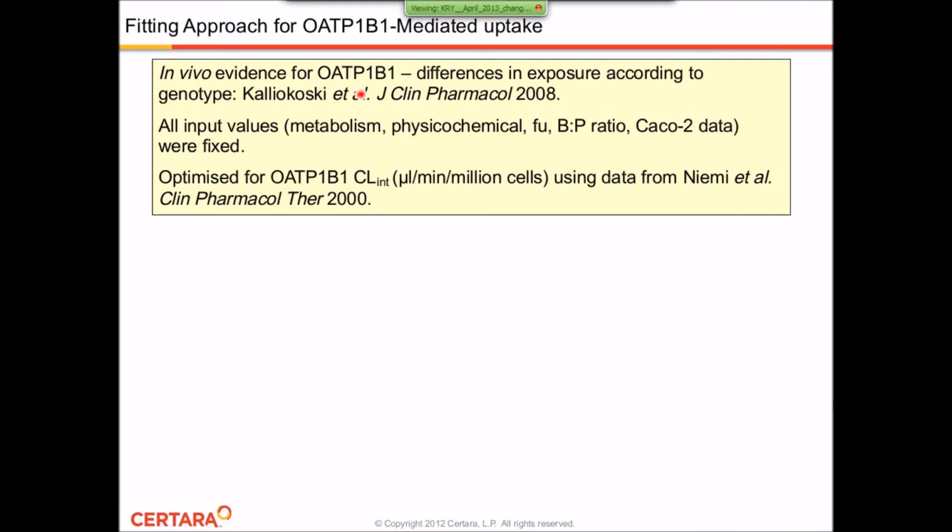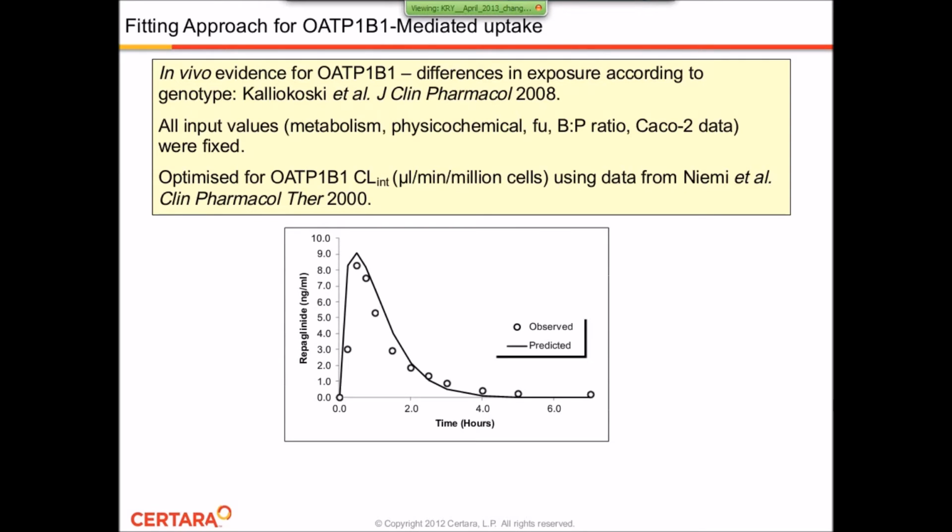So we know that OATP1B1 is involved in the disposition of repaglinide, and indeed you can see significant differences in the exposure according to the genotype shown in this paper here. So even though there weren't any in vitro data available, as I said, clinically we know that it is important. So what I did was I fixed all of the input parameters that I'd shown you previously from the table. I imported this clinical data here, and then I optimized this value here. So I fitted for the OATP1B1 component.